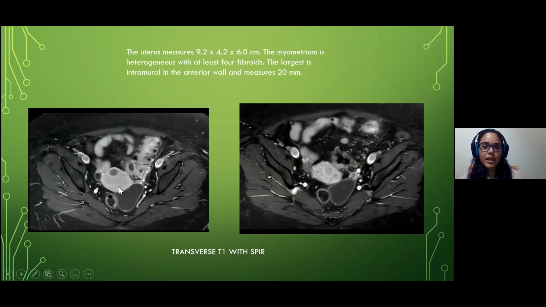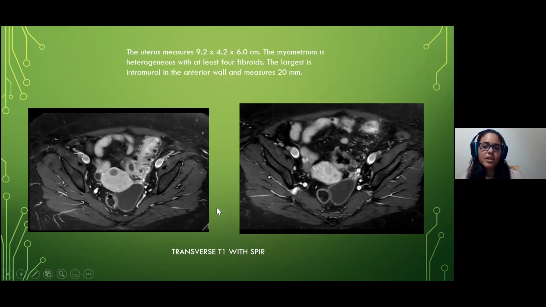It's measuring 9.2 by 4.2 by 6.0 centimeters. And the myometrium is mildly heterogeneous with at least 4 fibroids. I did show some of them here, and also this one. The largest one was measuring 20 millimeters. But yeah, this is her uterus.